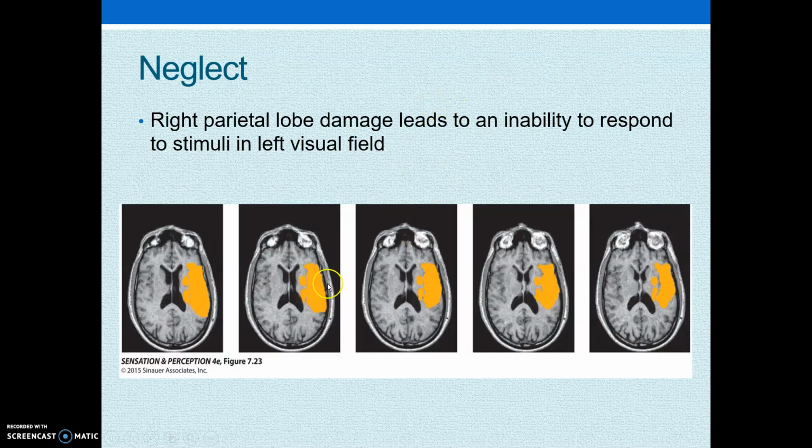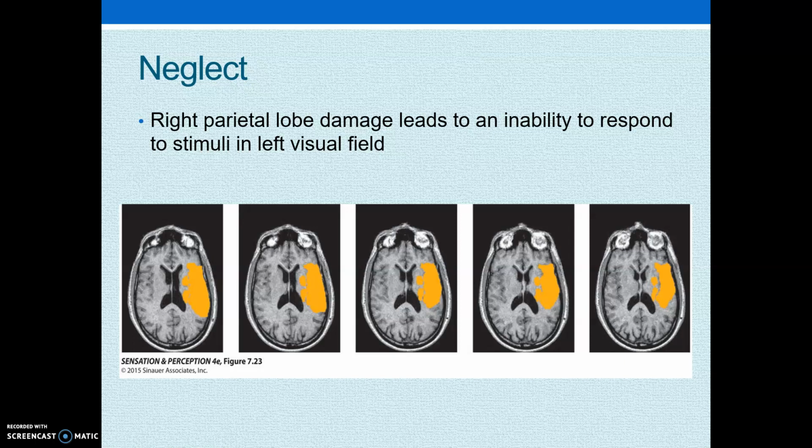So one of the first things that we often will talk about is hemifield neglect, or unilateral neglect. One of the things that we tend to find is that if you have damage to the right parietal lobe, as this particular person does, you will not be able to respond to stimuli in the left visual field.